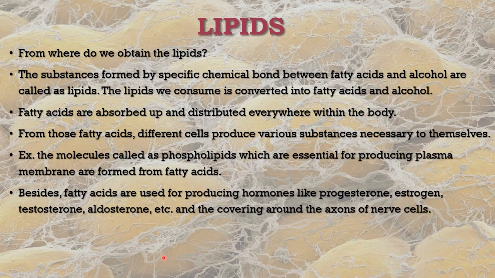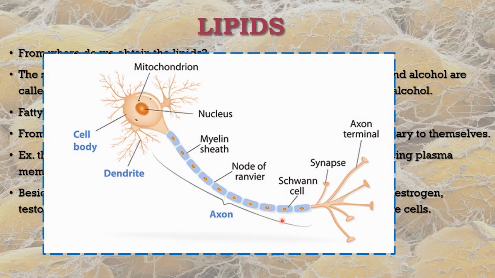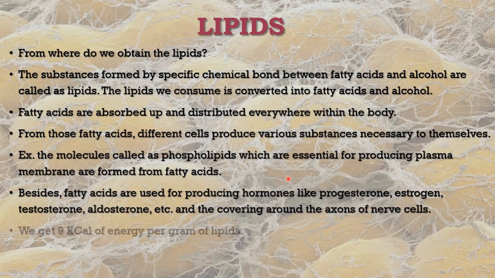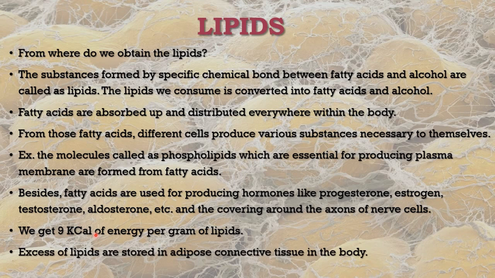Besides this, the fatty acids can be used for producing hormones like progesterone, estrogen, testosterone, aldosterone, etc. And the covering around the axons of nerve cells. Hopefully, all of you will remember nerve cells, and this is the axon. The covering of the axon is also made up of fatty acids. When we digest a gram of lipid, we get 9 kilocalories of energy. It gives high energy. The excess lipids will be stored in adipose tissue. We know that adipose is a connective tissue. We can say it is a fat layer. The excess lipids will be stored in it and used whenever needed.